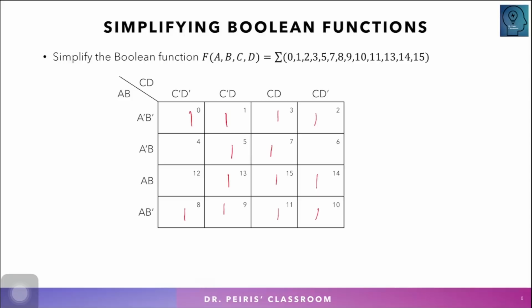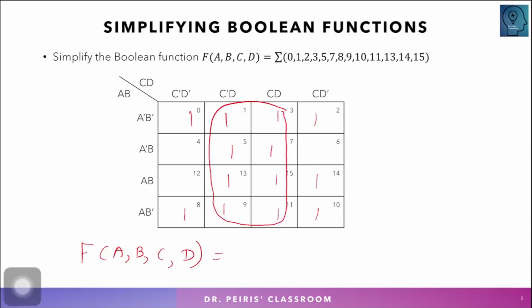This looks like some type of pattern. Again, you need to find the largest group which has the most ones. So I can easily see I have a larger group in the middle. So here you combine 8 ones in the middle. Now what is common on this side? Nothing is common because it's on 4 different rows. For these 2 columns, D is common, D.